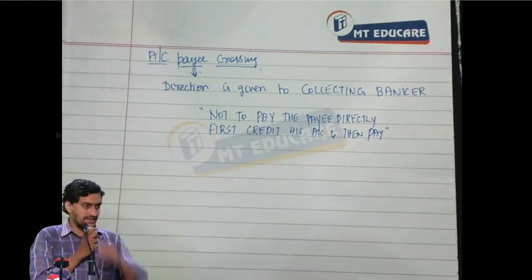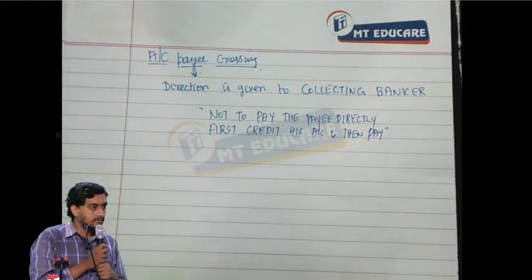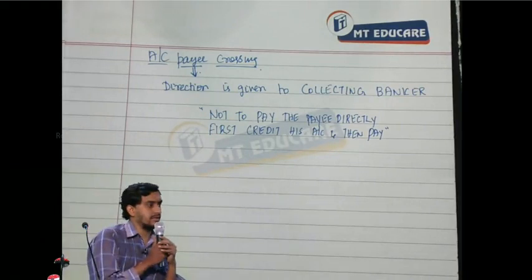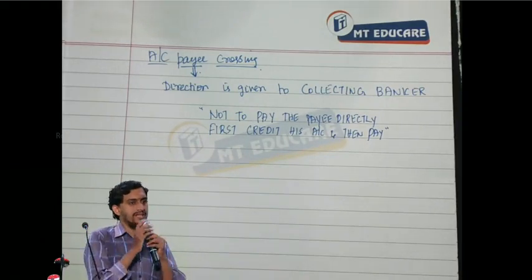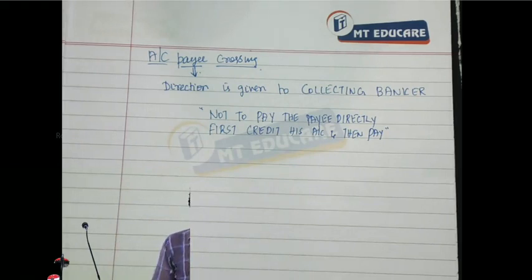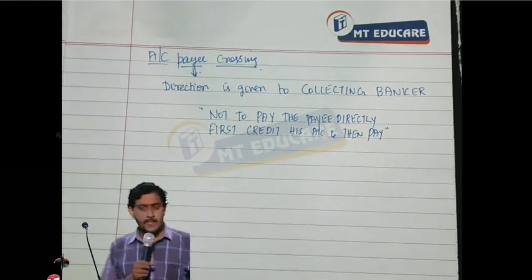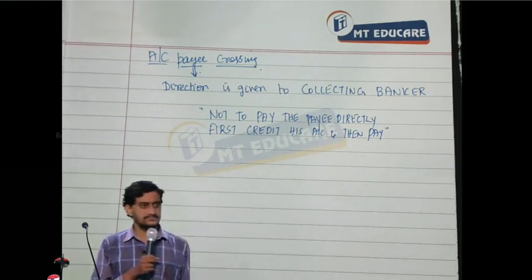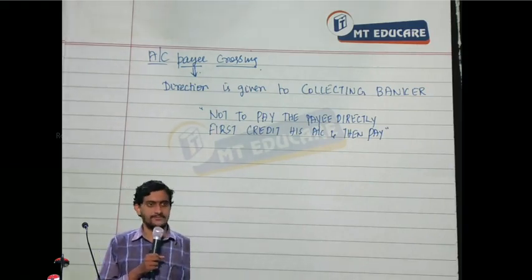There is an order check. What is meant by an order check? The name of the payee is specified. Yes, what is an order check? The name of the payee is specified, and you call it an order check. For example, an order check is there.